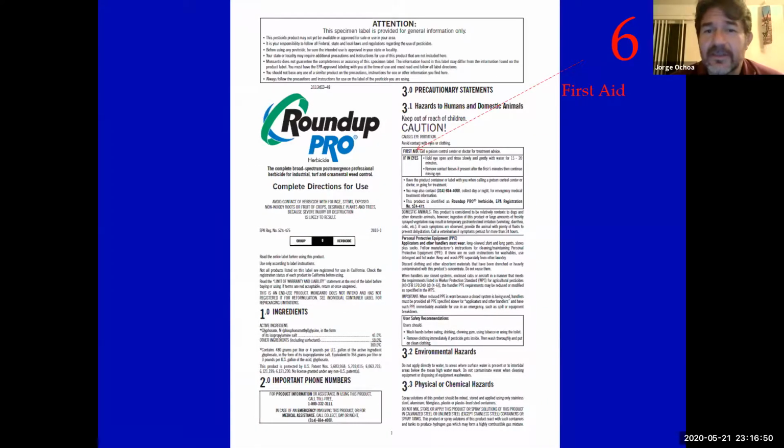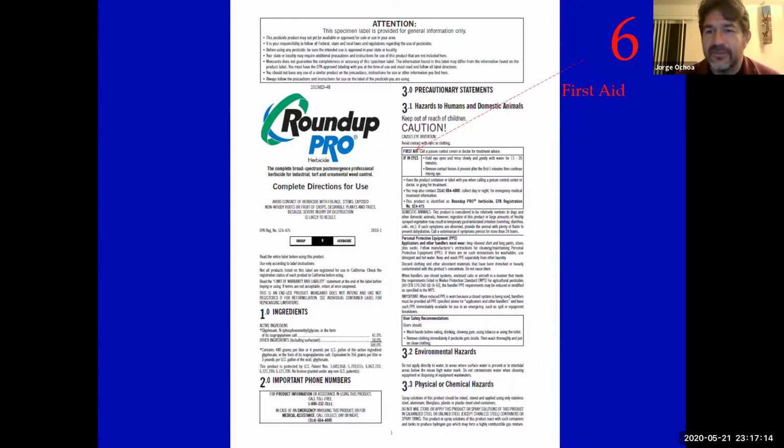Number 6 is going to be the first aid, just in case something happens. A lot of these labels came because of accidents, problems that may have occurred, children who may have drunk the product, and people just not being careful. So the first aid is what to do in case something happens.